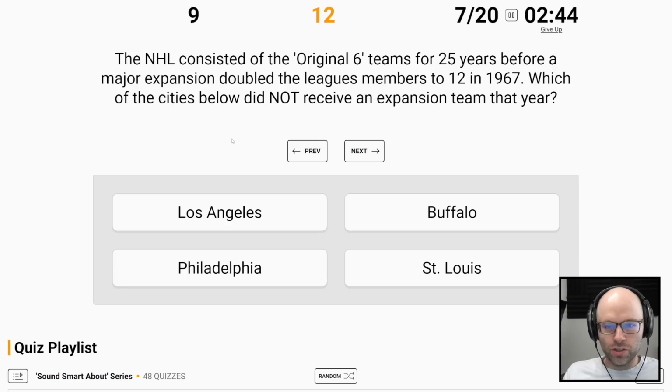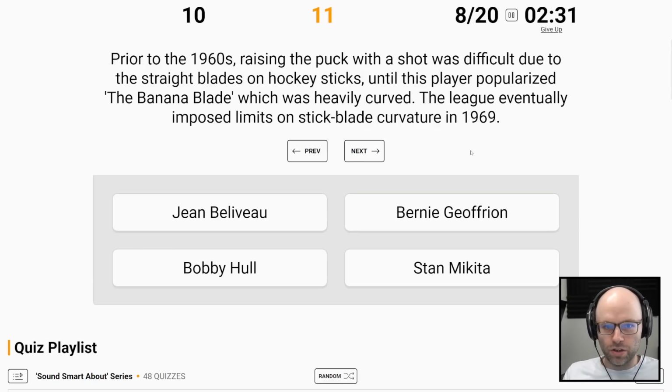The NHL consisted of original 6 teams for 25 years before major expansion doubled it to 12 in 1967. Which of these teams did not receive an expansion team that year? That's Buffalo. That was 1970, because it's the same as Vancouver.